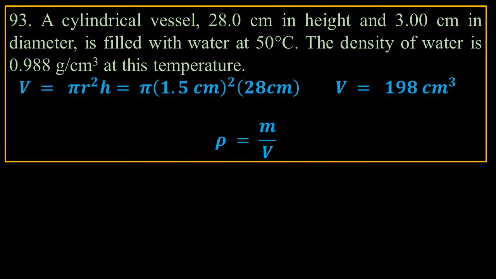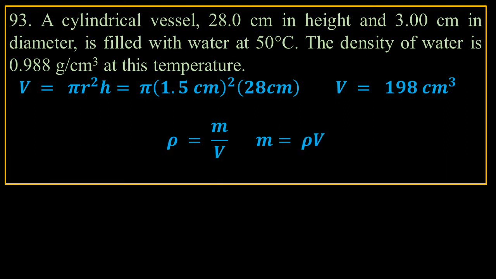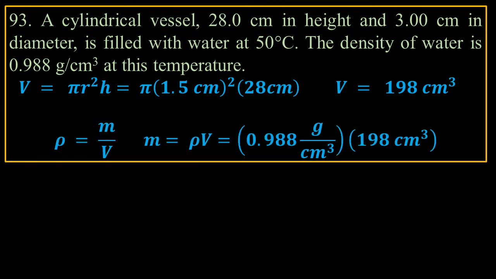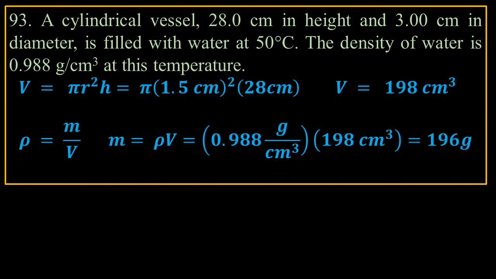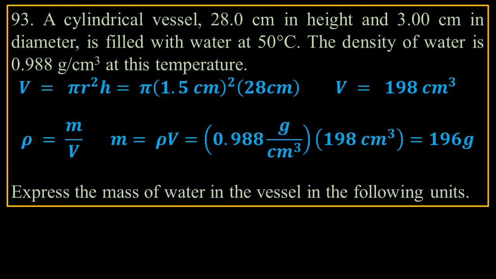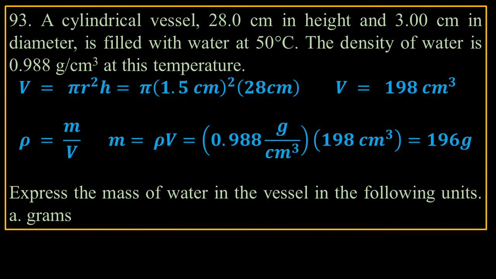That's the volume. We know the density. Now we have to find the mass. The density, rho, equals mass over volume, and mass equals rho times V, and then mass is going to equal 0.988 times 198 equals 196 grams. And then we want to do some conversions with 196 grams. Express the mass of water in the vessel in the following units. Grams, so it's 196 grams.